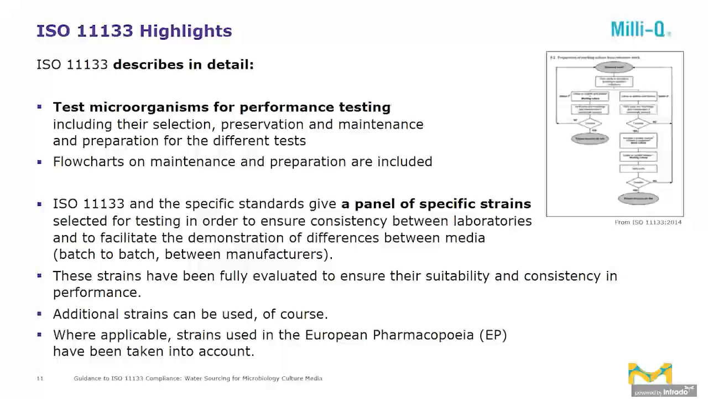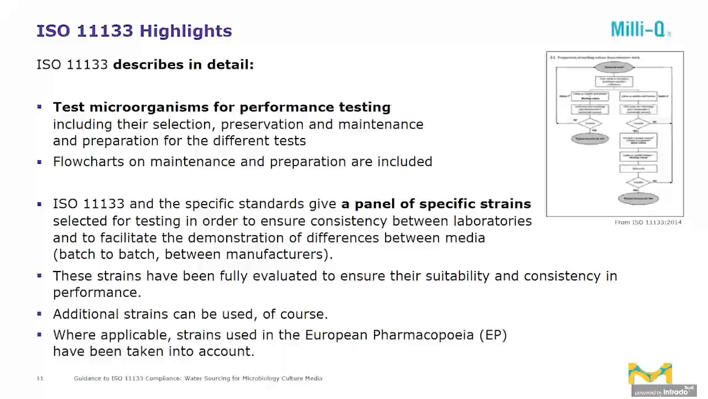ISO 11133 describes in detail the test microorganisms for the performance testing, including their selection, their preservation and maintenance, and preparation for the different tests. The standard includes also flowcharts on maintenance and preparation for description and better illustration. ISO 11133 and the specific standards together give a panel of specific strains selected for the testing in order to ensure consistency between laboratories and to facilitate the demonstration of differences between media, batch-to-batch differences, but also differences between media provided by different manufacturers.